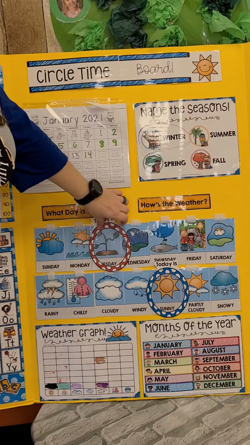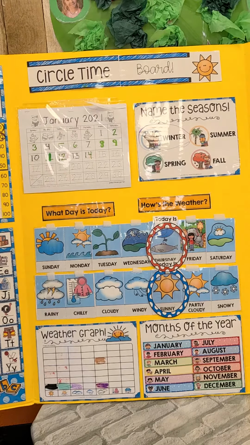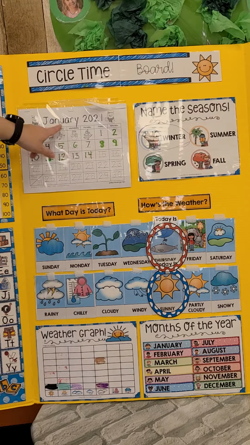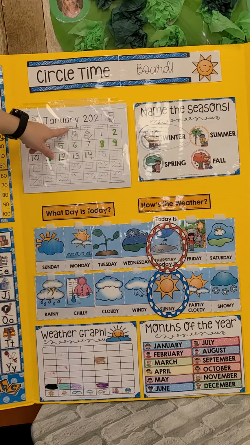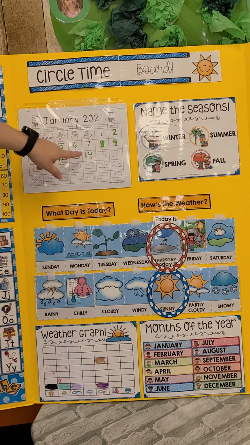So today is Thursday. So let's look at our calendar. We are in a new month and a new year. It is January 2021. Yesterday was Wednesday the 13th. Today is Thursday, January 14th, 2021.